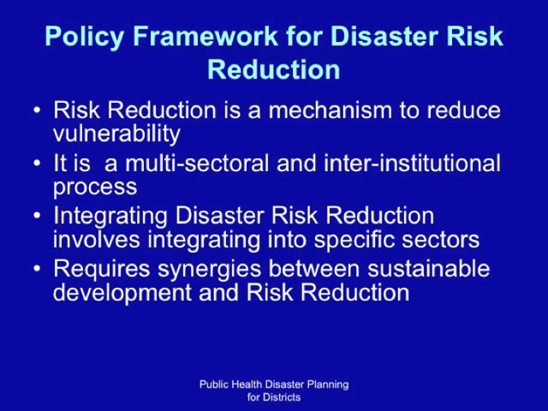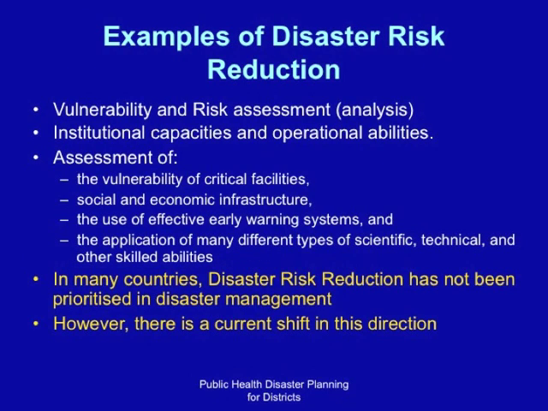Risk reduction is a mechanism to reduce vulnerability. It is a multi-sectoral and inter-institutional process. It requires synergies between sustainable development and risk reduction. Examples include vulnerability and risk assessment, institutional capacities and operational abilities, assessment of differential vulnerability for critical facilities, infrastructure, use of effective early warning systems, and the application of many different types of scientific, technical, and other skilled abilities.